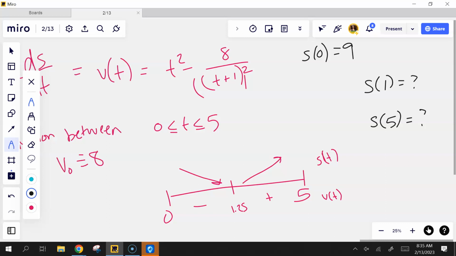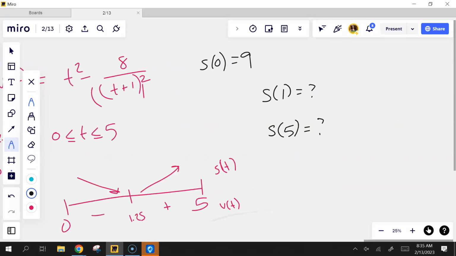You got to integrate. You're exactly right. Why would they give me an initial position here? So you can find the C, because I've got an indefinite integral, right? There's no bounds there. I'm going to have a C. So let's look at what happens.